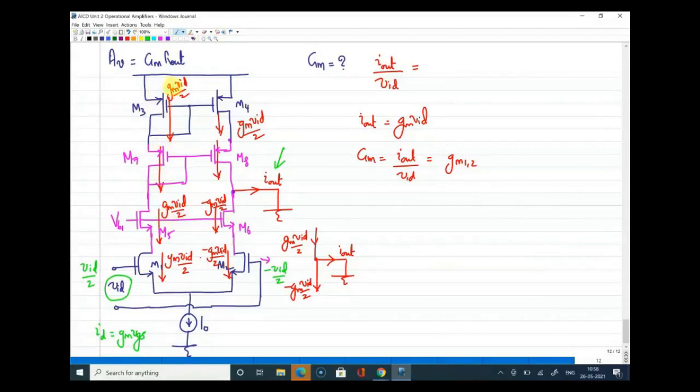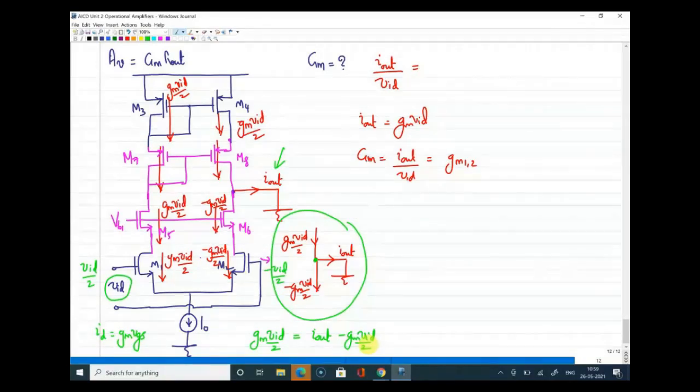So, M3 and M7 also should have Gm VID by 2. But because of current mirror action, the same current will be replicated on the other side. And since this is grounded, I have obtained the short circuit current by this form. Maybe you can write a KCL here. The sum of currents entering is only Gm VID by 2, equal to leaving, which is I out minus Gm VID by 2. So with this I can write what is I out. I out will be Gm into VID, where capital Gm is equal to Gm of 1 or 2.